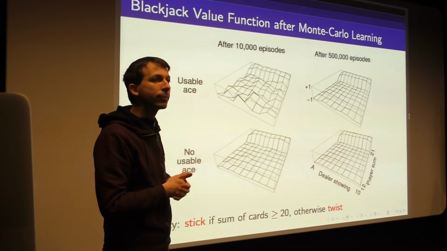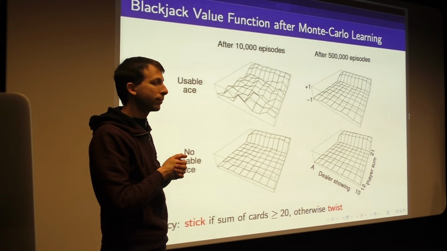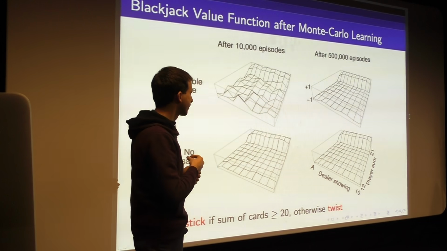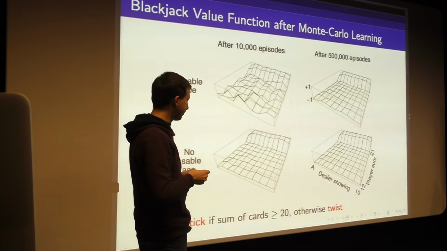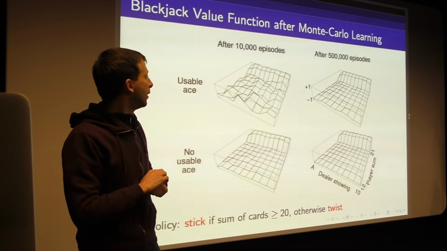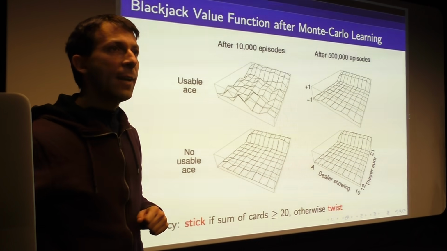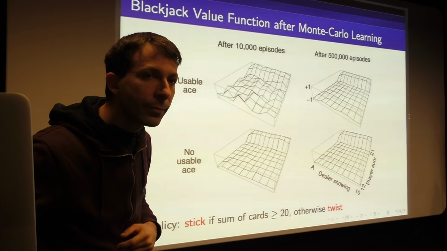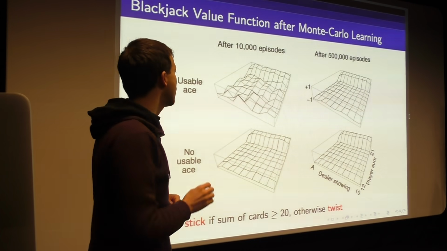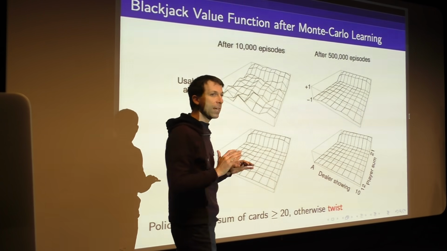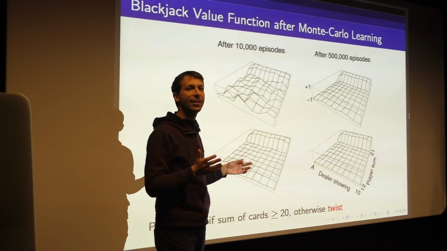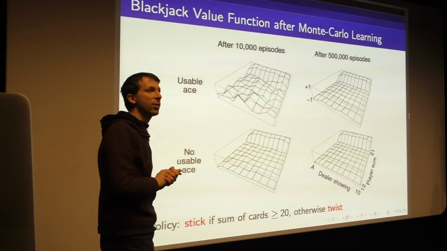Okay? Can you just clarify the dealer axis? Does it go ace, 2, 3, 4, all the way up to 10? Yes, yeah. What about Jack or Queen? Okay, so picture cards are just treated as 10s in this game. In Blackjack, all picture cards have a value of 10.